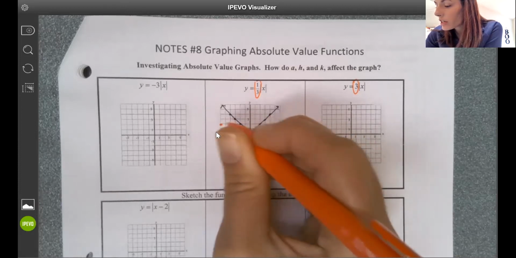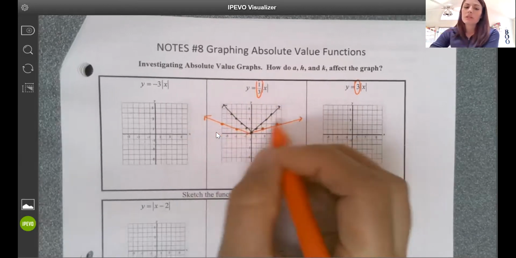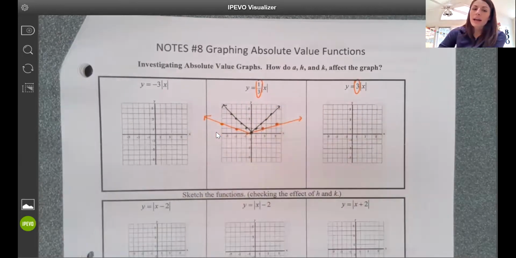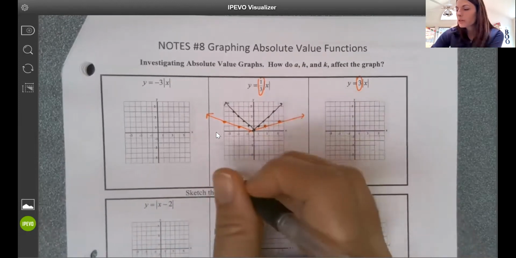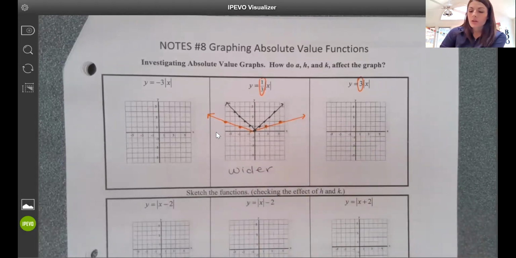Same idea on the other side, not quite like slope there. That would really be negative, right? But because we have this V-shaped graph. Okay, and what happened when I put that 1/3 in front of my absolute value sign is that my graph became wider.